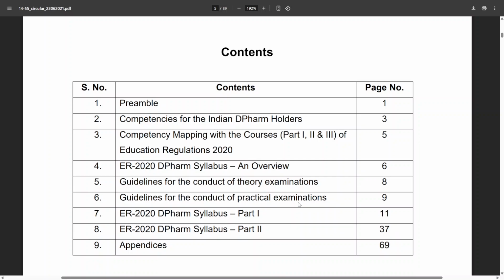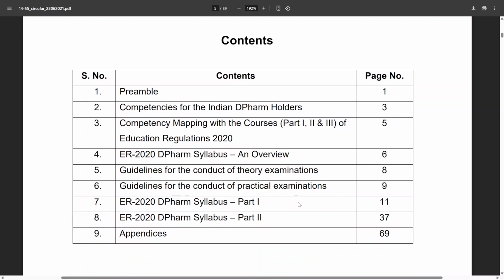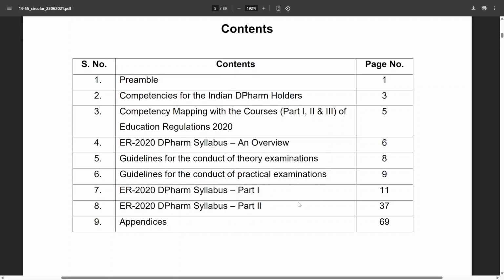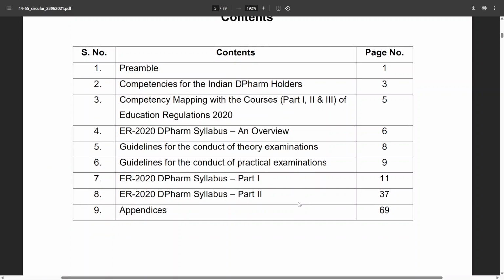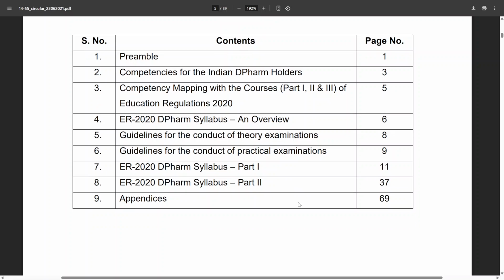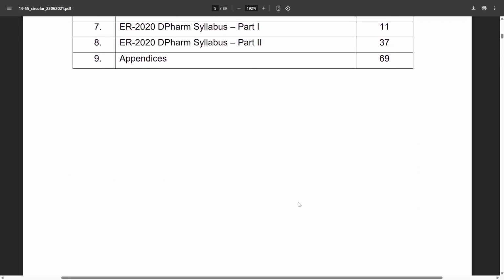Now let's take a look at the contents. Preamble on page number 1, competencies for the Indian Pharm holders on page number 3, competencies mapping with the course part 1, 2 and 3 of the Education Regulation 2020 on page number 5, Education Regulation 2020 Pharm syllabus and overview on page number 6, guidelines for the conduct of theory examinations on page number 8, guidelines for the conduct of practical examination on page number 9, Education Regulation 2020 Pharm syllabus part 1 on page number 11, Education Regulation 2020 Pharm syllabus part 2 on page number 37 and appendices on page number 69.